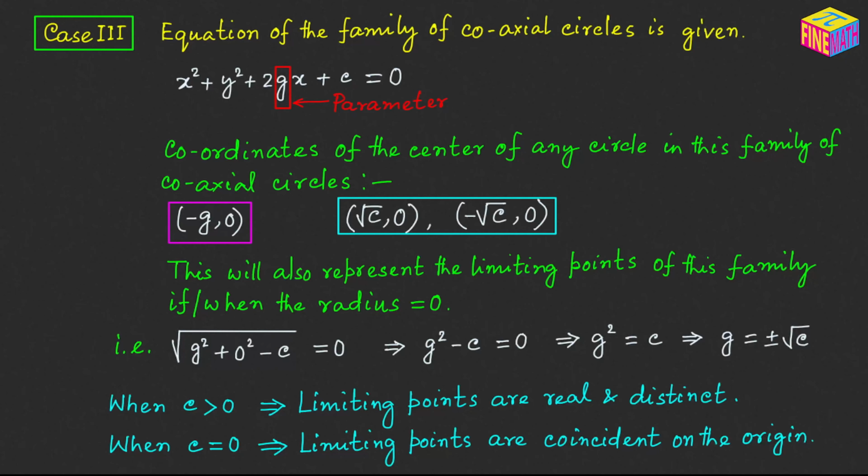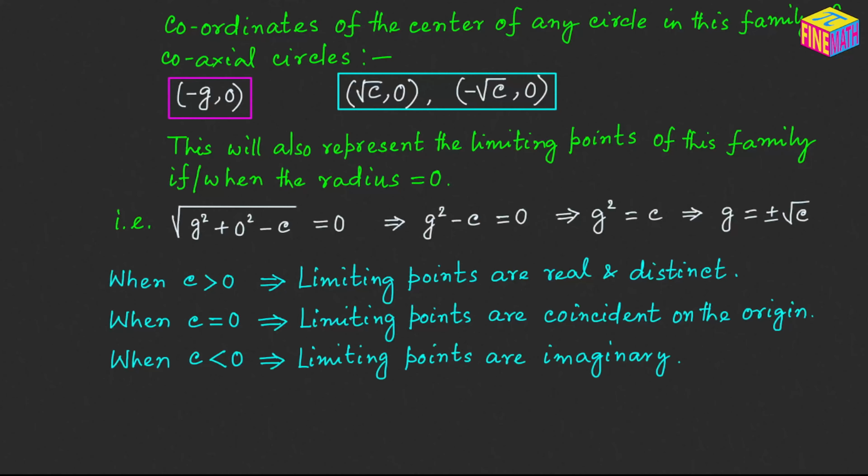And the third scenario is when c is negative, the limiting points are imaginary. Why? Because if c is negative, the square root of c will become an imaginary number. That means there will be no real limiting points for this system of coaxial circles when c is negative.